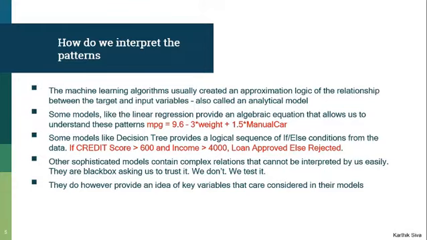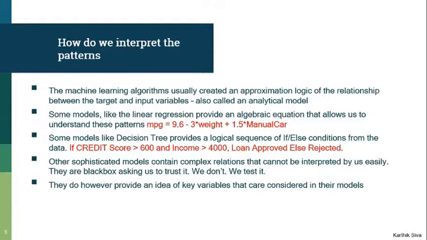Some of these models, analytical models, might give you, for instance, a linear equation. This is an example of a linear regression. Now we could interpret the answers based on it. So if it gives you an equation like MPG is equal to 9.6 minus 3 into weight plus 1.5 into manual car, I could interpret it like for every ton that I add to the weight of the car, the mileage will come down by about 3 miles per gallon. And keeping everything else constant, if it is a manual car, I add another 1.5. So automatic cars are having less mileage.